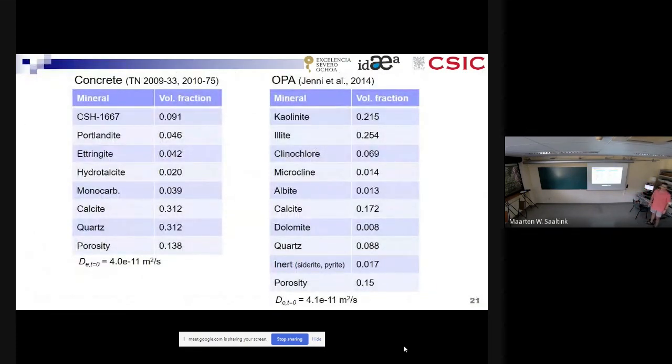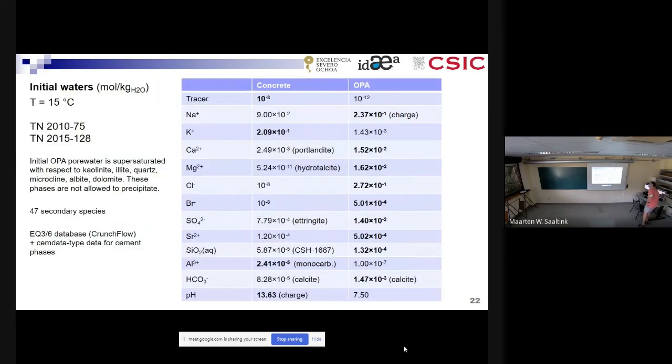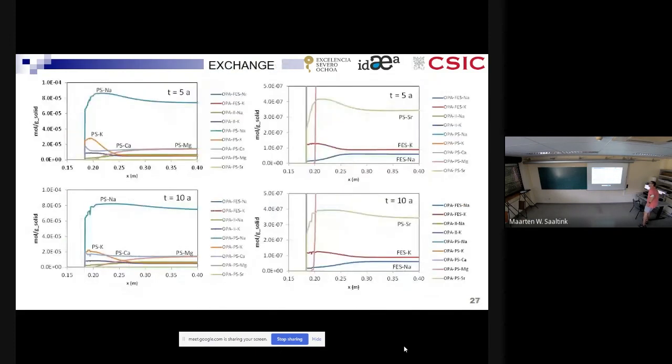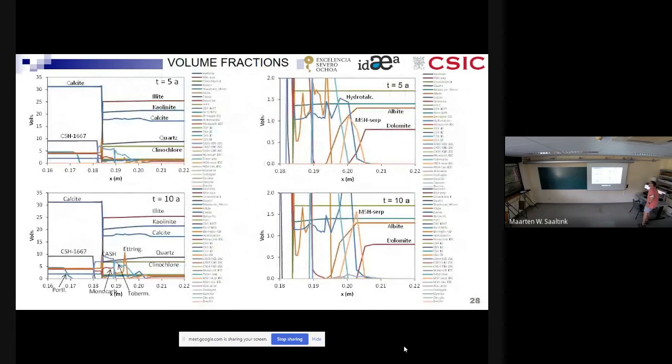You are only considering the CSH. No, these are the primary phases. I didn't have the list of this. Solid solution. This is the primary phases. The important one is the CASH actually, the important phase that precipitates is this one. I didn't have the list, but the important phase is this one, this CASH.